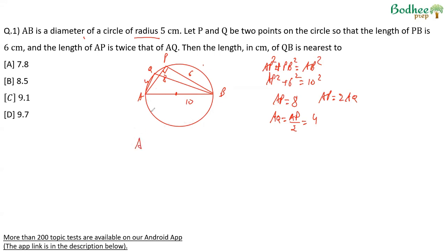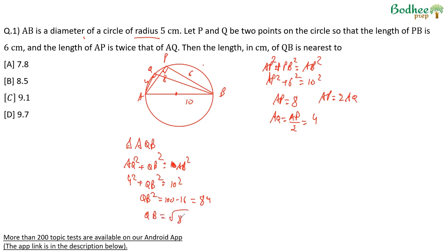Again, in triangle AQB, since angle Q is in a semicircle, it will be 90 degrees. So in triangle AQB, we can apply the Pythagoras theorem and say AQ square plus QB square will be equal to AB square. AQ is 4, QB is to be found out, AB is 10. Therefore, QB square is 10 square, 100, minus 4 square, 16, or 84. Therefore, QB will be root of 84. Root of 81 is 9. Therefore, this will be just more than 9, so from the options, the nearest to 9.1 becomes my answer.